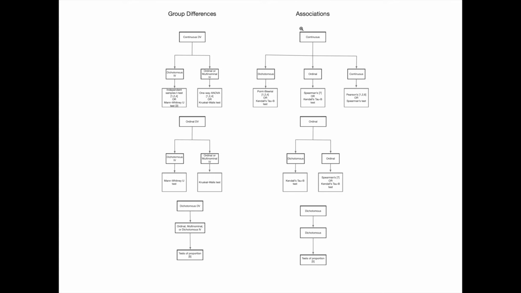If you have a continuous first variable, go to the upper diagram. If you have an ordinal first variable, go to the middle diagram. And if you have a dichotomous first variable, go to the lower diagram. Now, choose the tests box based on the second variable, as we discussed in previous episodes.